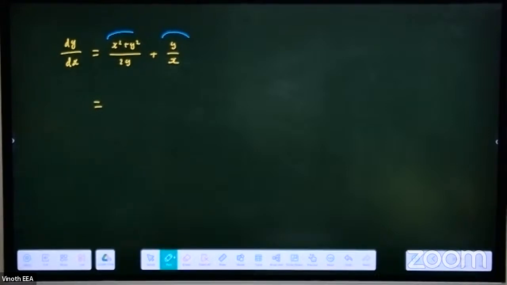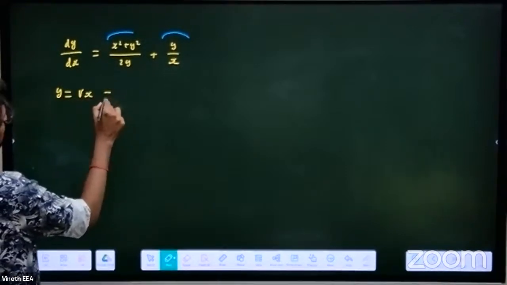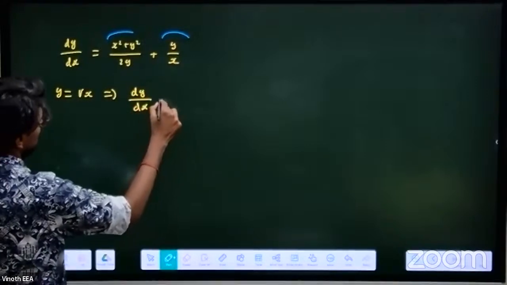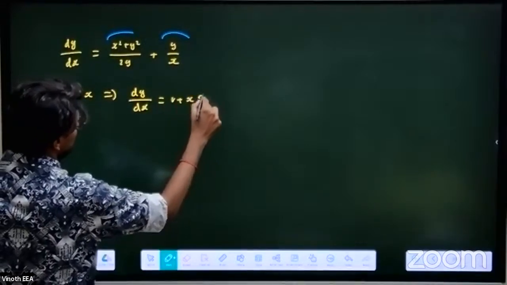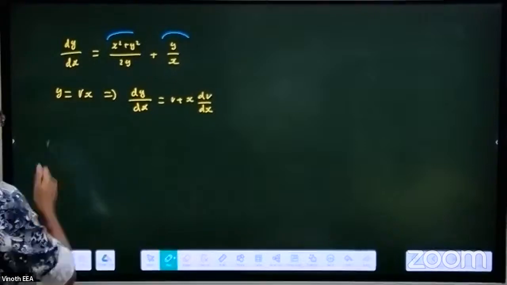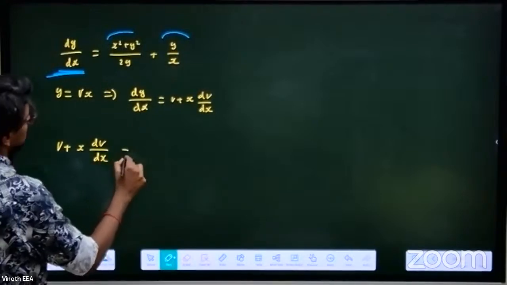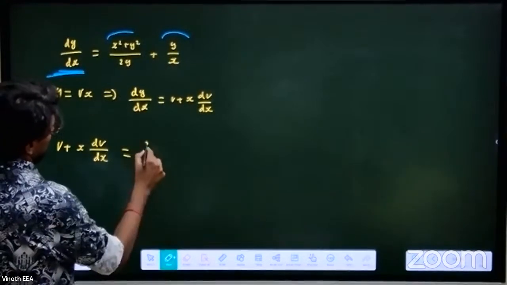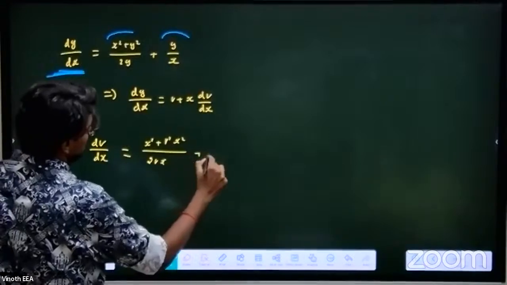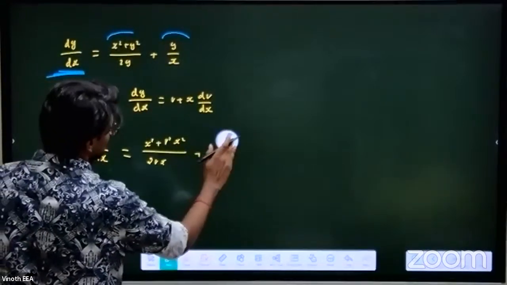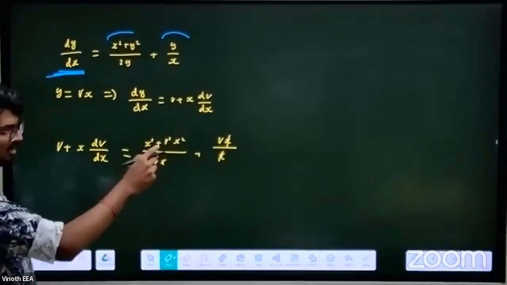So y is equal to vx. Okay, we can do that. So y is equal to vx, dy by dx equal to v plus x into dv by dx. Okay, so this term will be replaced as v plus x into dv by dx, which is equal to x square plus v square x square by 2 times of vx plus vx by x. Can cancel this, and similarly one x cancel பண்ணிடலாம் if I split them.